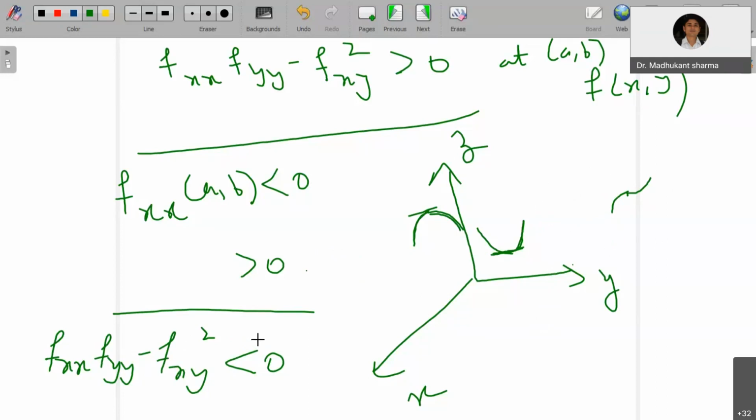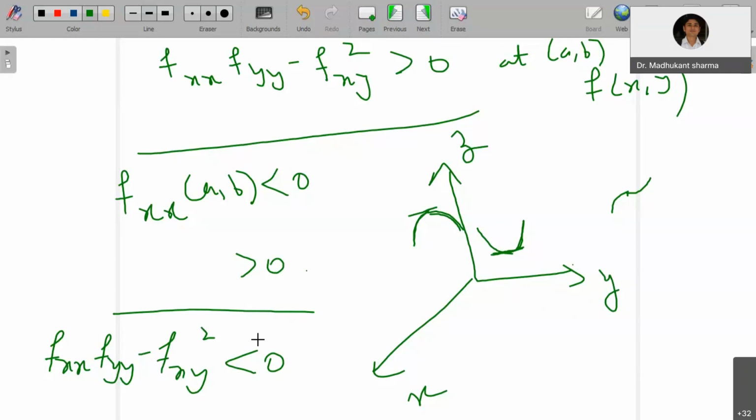And equal to 0, you can't decide. Because of, again, that you can see in the application of Taylor's formula why it is happening. For equal to 0, why the test is inconclusive, we will see if the time allows.